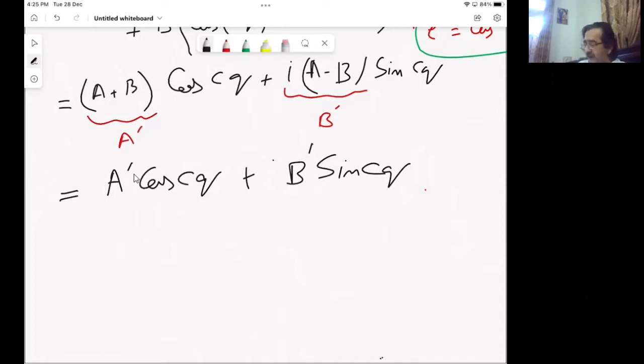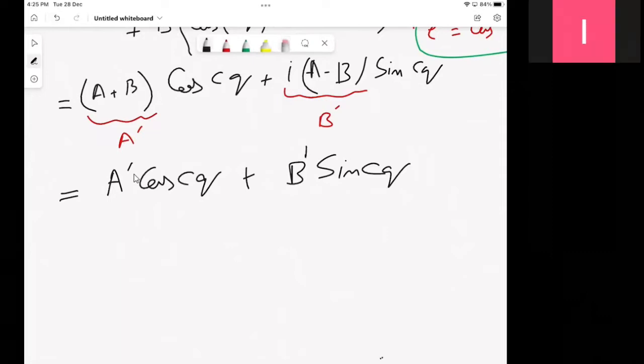Now the problem is that iota should not be attached. Iota multiplying with a minus b is completely equal to b prime, so that's why iota will not appear. Okay, got it. A complex number is also a number. Iota is also a constant, a is also a constant, b is a constant, so iota a minus b is also a constant. So I may replace it with another constant.